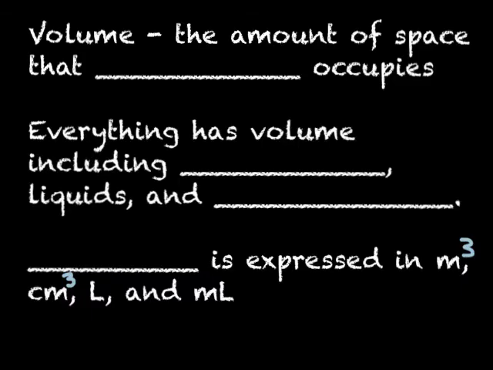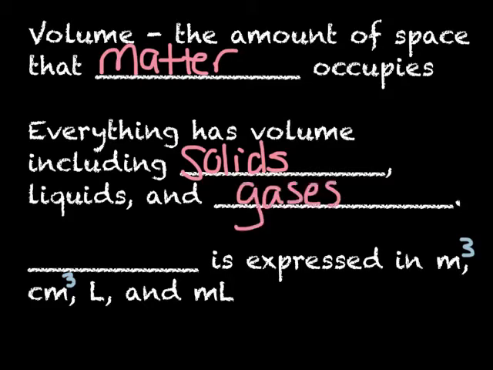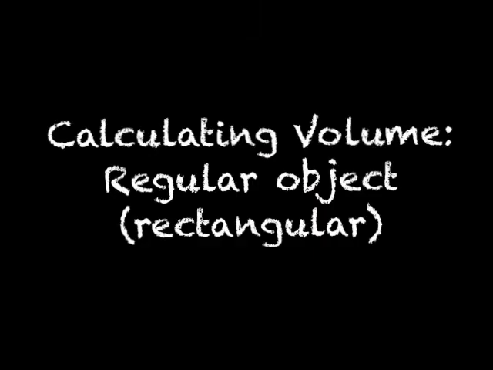Now we're going to take a look at volume. Big question is, what is volume? We touched upon it before, but honestly, what is it? So volume is the amount of space that matter occupies. Everything that we know has volume, including solids, liquids, and gases. Volume is expressed in meters cubed, centimeters cubed, liters, and milliliters.